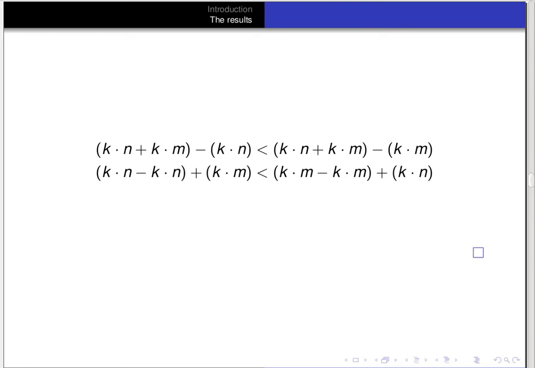Okay, so we'll regroup those together using associativity and commutativity of addition. Then we'll add the additive inverse of kn to kn and the additive inverse of km to km. So we get that 0 plus km is less than kn plus 0. And of course that implies that k times m is less than k times n. And that's what we wanted to prove. We started with the inequality that n was less than m, and we've now proven that k times m is less than k times n.